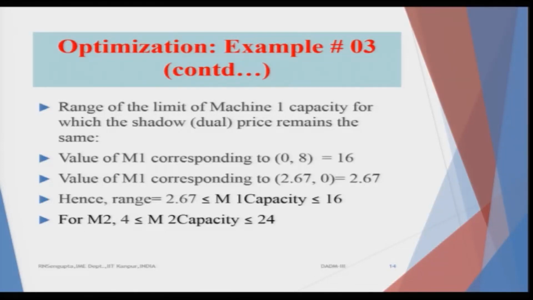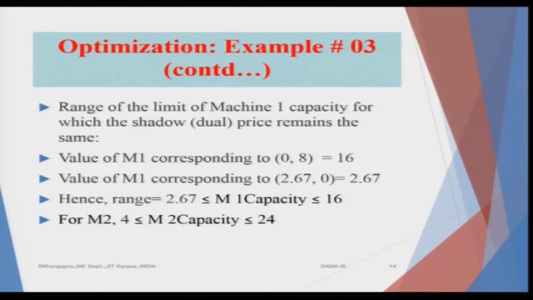So, the range of the limit of machine 1 capacity for which the shadow price or the dual price remains the same would be the case when the value of M1, which is machine 1, corresponds to 0 and 8. So, 0 would be the value for x1 and 8 would be for x2. If you put that in constraint 1, it will be 16. So, in that case the overall utilization of machine 1 is being done in the proper manner.